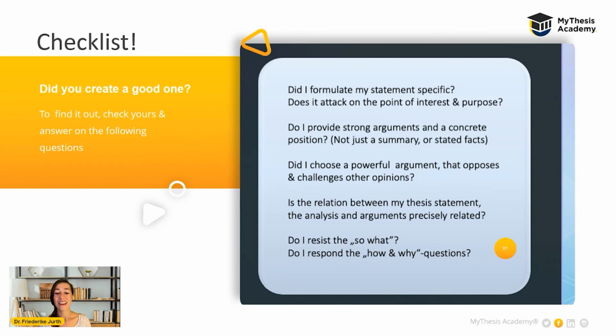Does it attack? And third, do I provide strong arguments and a concrete position? Did I choose a powerful argument that opposes and challenges other opinions? This is a debatable one. Is the relation between my statement, the analysis, and the arguments precisely related? And the two last questions: do I resist the so what? And do I respond on the how and why?